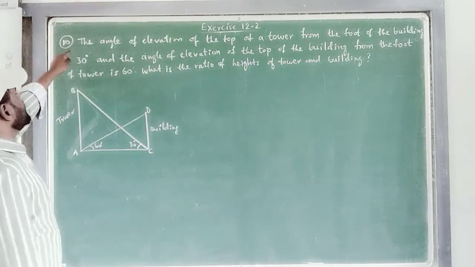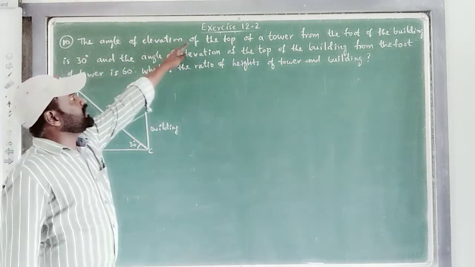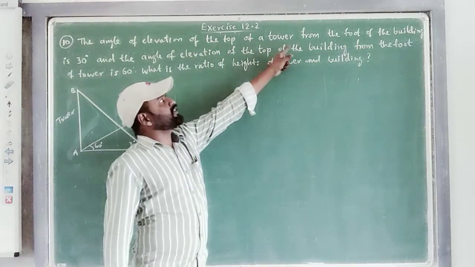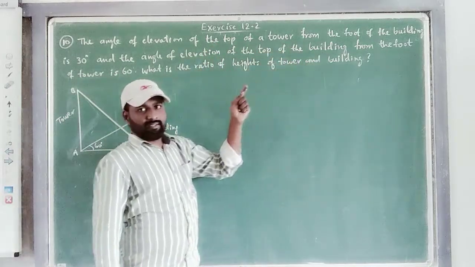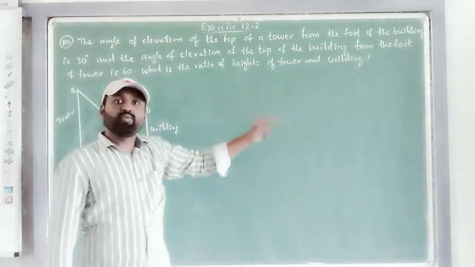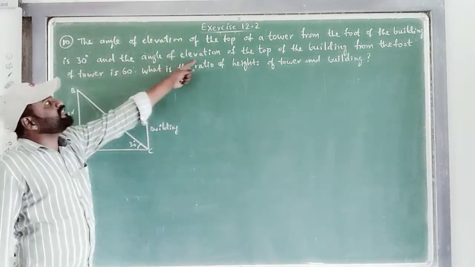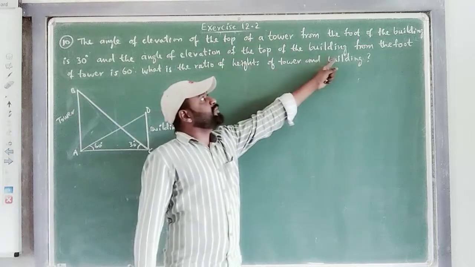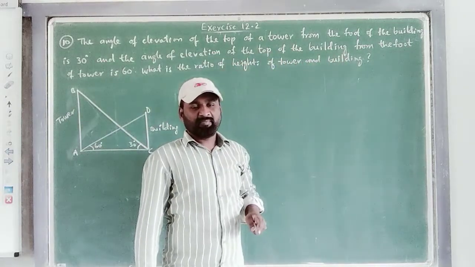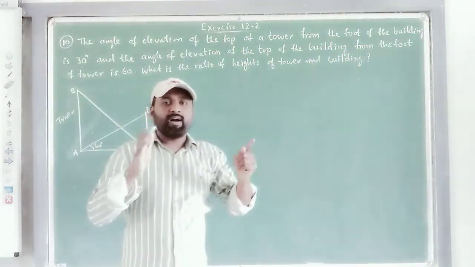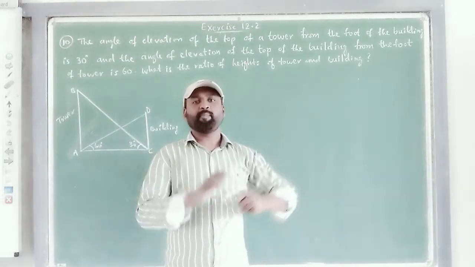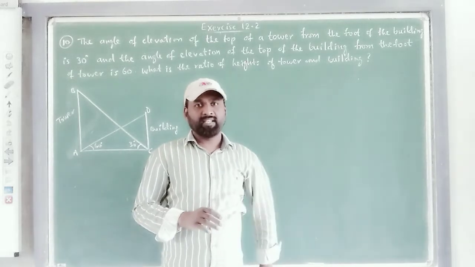See question number 10. The angle of elevation of the top of a tower from the foot of a building is 30 degrees, and the angle of elevation of the top of the building from the foot of the tower. Here the tower and building are opposite to each other. We need to understand that point.